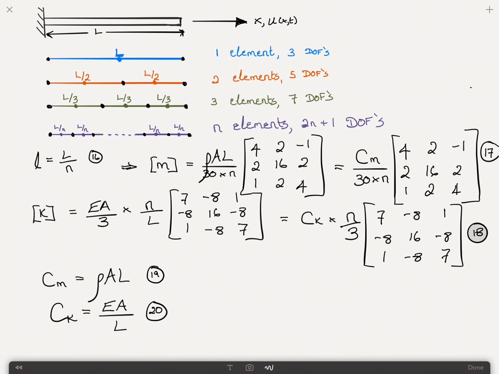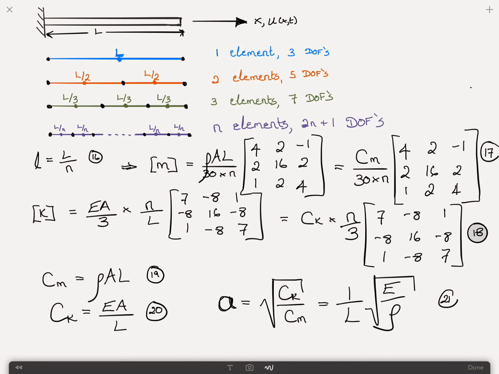And I remind you that omega is equal to the square root of Ck over Cm, which can be rewritten as 1 over L times root E over rho. And let me remind you that for the purpose of solving this, what we can do is we can set Ck and Cm in this case equal to 1. And whatever result we get for the frequency, we can just multiply it by omega. I'll put a link here to the previous video where we went through all of this. There's no need to reproduce it here again. And there you have it.